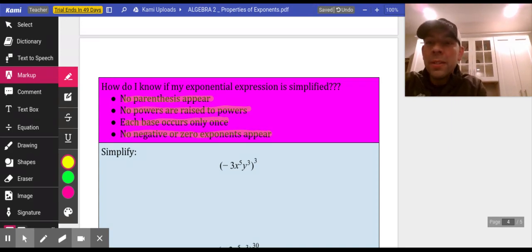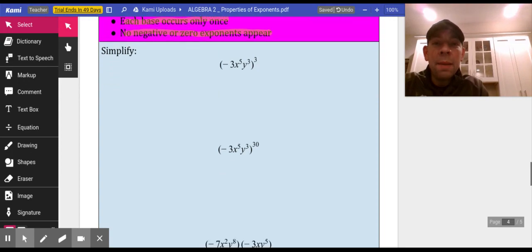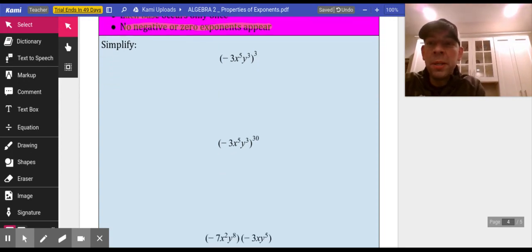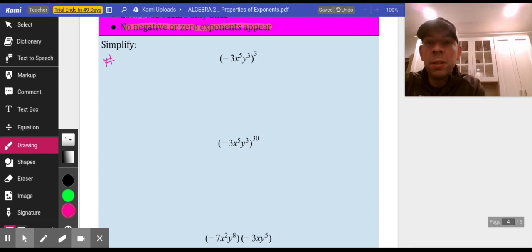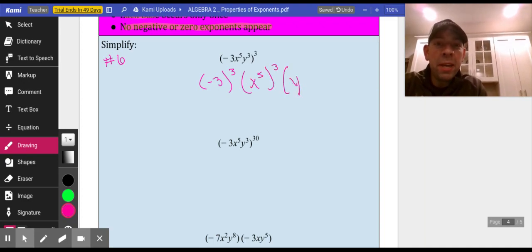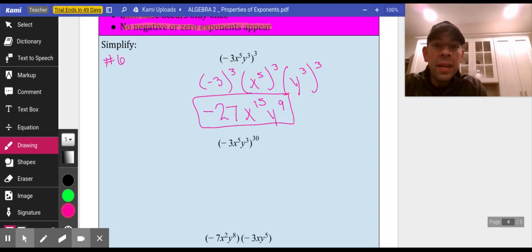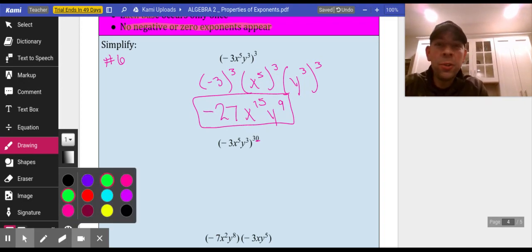All right. So our first live example, I'm going to distribute. I'm going to use property number 6. I'm just going to make that note right here. I'm going to use property number 6 and rewrite this as negative 3 to the 3rd, x to the 5th to the 3rd. Just such a big fan of good parentheses. And that's going to make negative 27, x to the 15th, y to the 9th. And that's all she wrote, she's all done. And again, this looks like almost the exact same problem, except now you've got that 30th exponent. And the only reason I threw this example in there is because there is another way that you could do this problem, right?